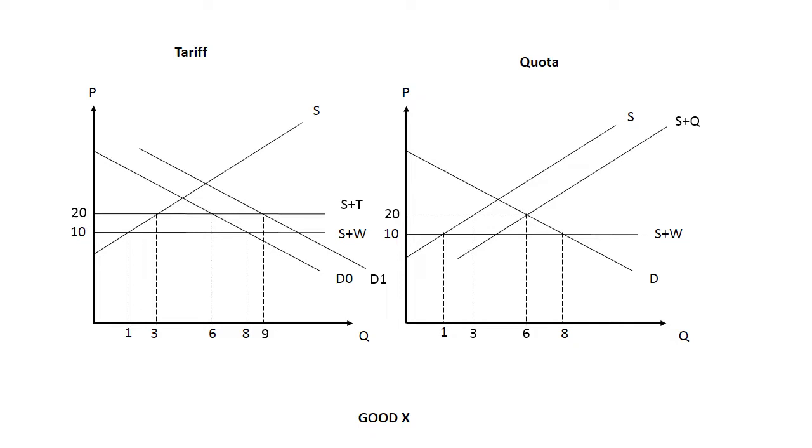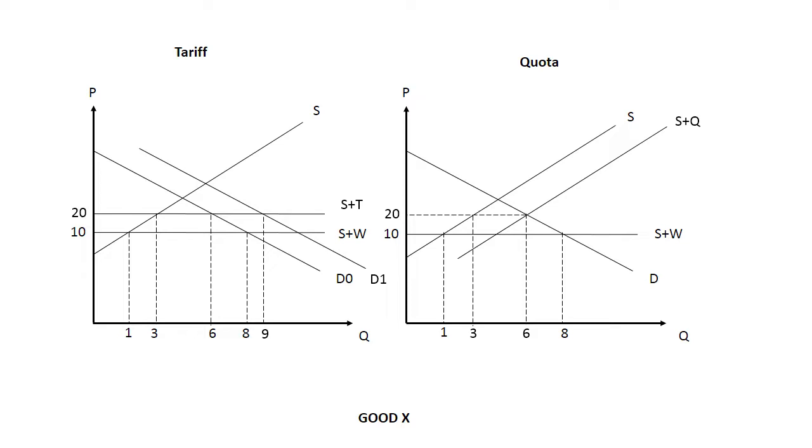So the number of imports will increase after the shift in the demand curve from D0 to D1. The number of imports goes from 3 to 6, since 9 minus 3 is equal to 6. In this case, the price doesn't change, but the number of imports increases.